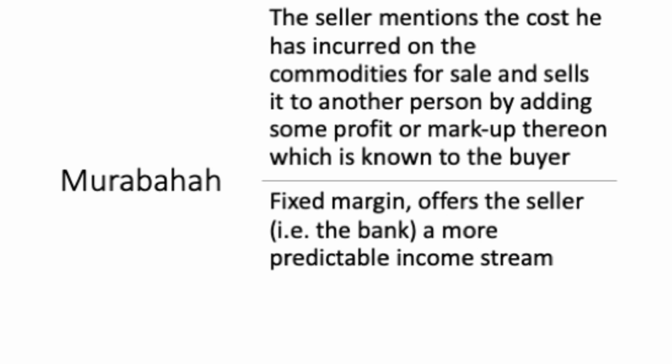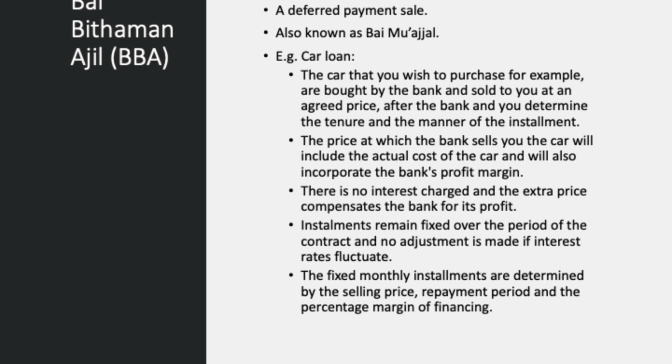On the other hand, for bai bithaman ajil, the payment is done by installment. It takes time to finish paying for the product or the services the buyer purchased from the seller. That's the main difference. Murabahah is cash; bai bithaman ajil involves installments. Now let's see the application.